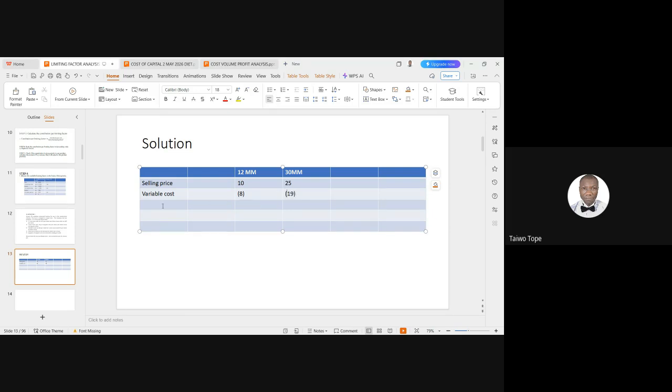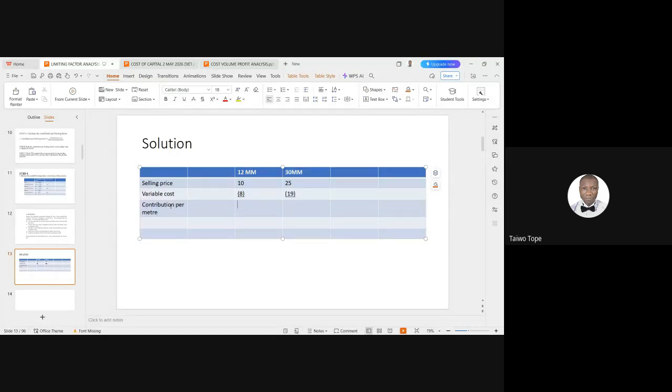So the results will give you what? Contribution per meter or per unit. And this will give you what? 2. And this will give you what? 6. The next is for you to compute what?